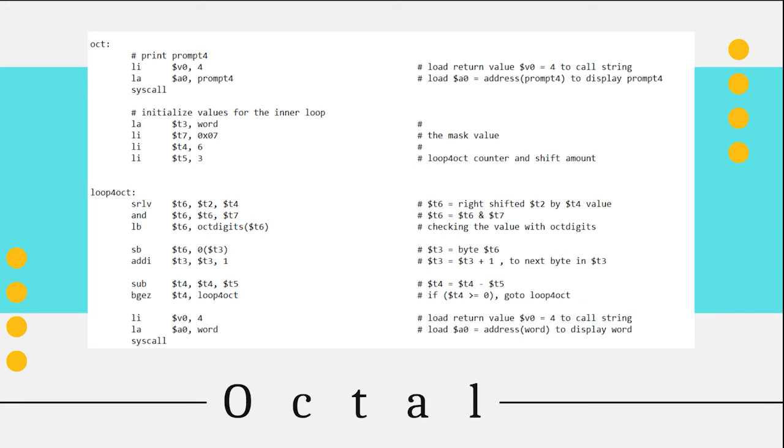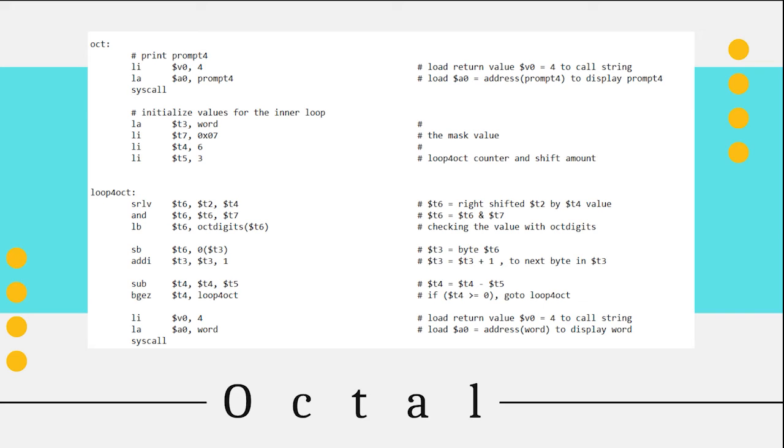My name is Muhammad Adli bin Mazlan, and I'll be presenting decimal to octal. So we have prompt from 4. First we are going to look at V0 4. So here we are going to load immediate V0 to 4 to call string. Then we have A0 from 4 to display from 4.